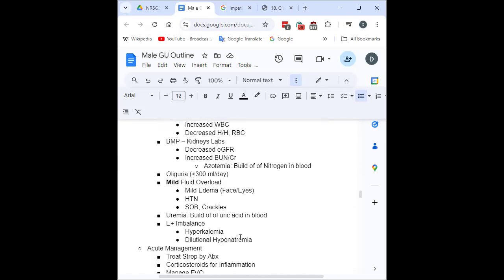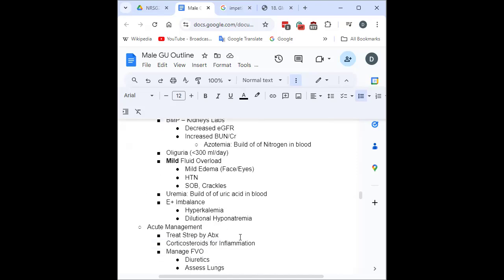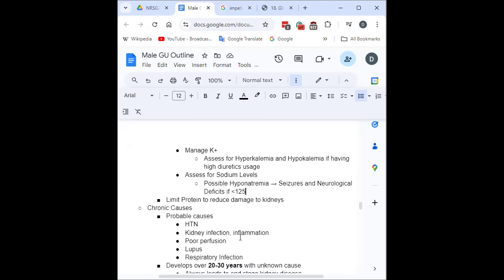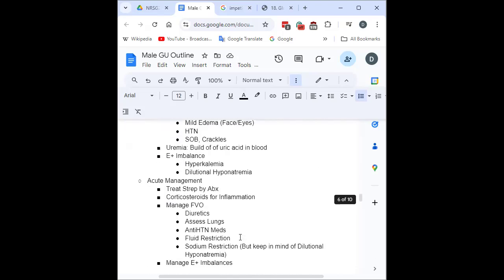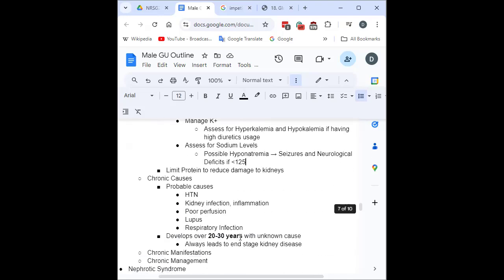Okay. Anything else on nephritic you guys wanted to, or you had any questions on? This was just acute, so we'll go over chronic next.